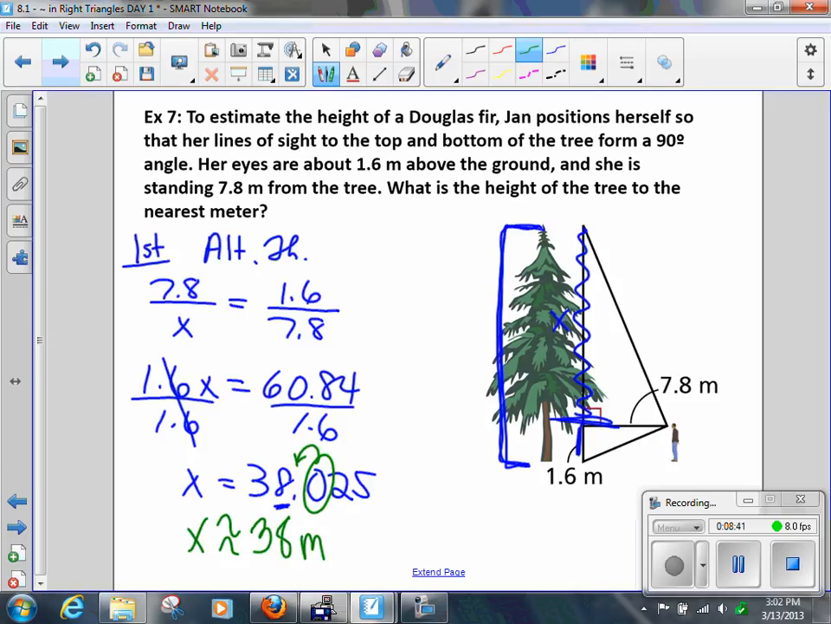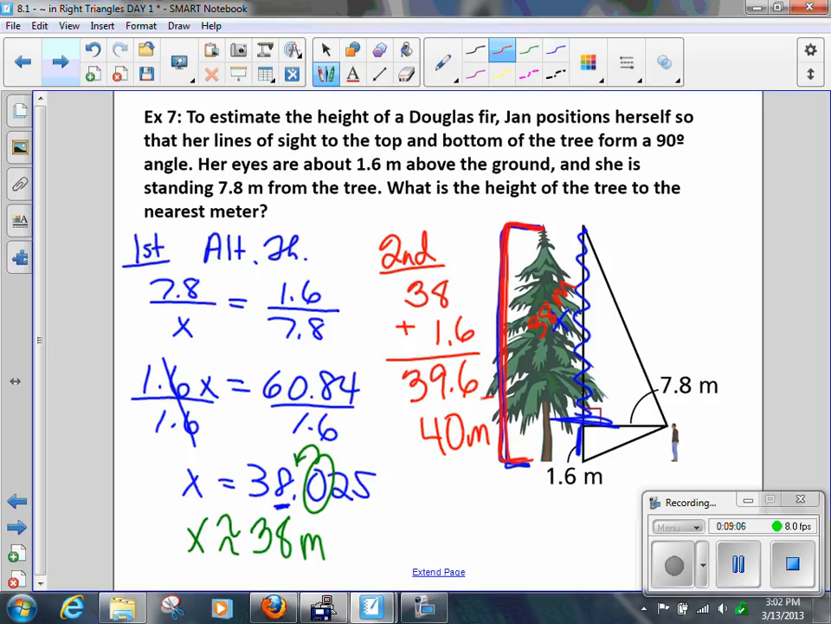Now, what is 38 meters? The X. We've still got to find the whole height of the tree. Second step. 38 plus 1.6 is 39.6, which is approximately 40 meters. That's our answer. Do you agree? Does this make sense?